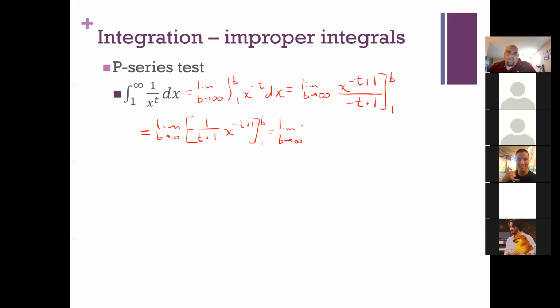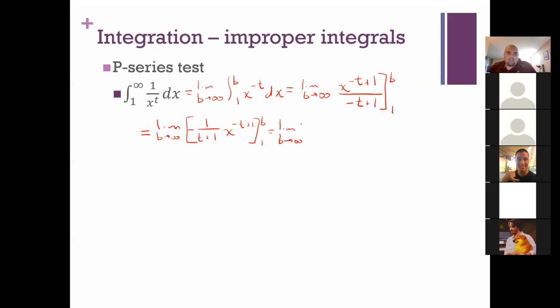Why is it negative 1 over t plus 1? So over here, my exponent was negative t, right? Yeah. So basically I'm dividing by negative t plus 1. Oh, I see. Okay. Gotcha. Actually, did I do something? Oh no, this is fine. Yeah, I just, instead of keeping the negative sign in the denominator, I moved it out in front.